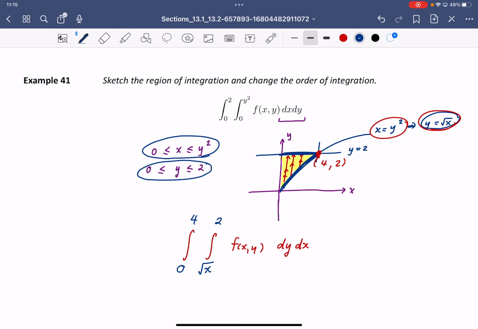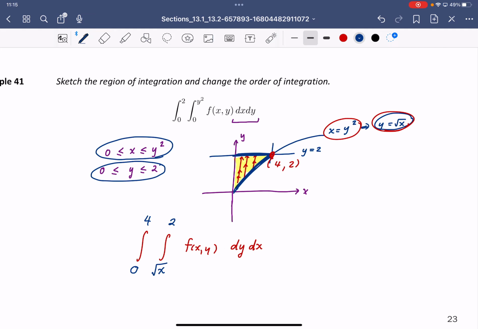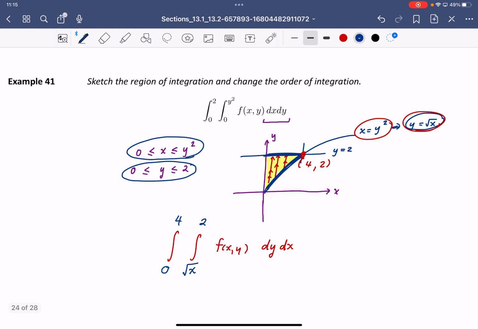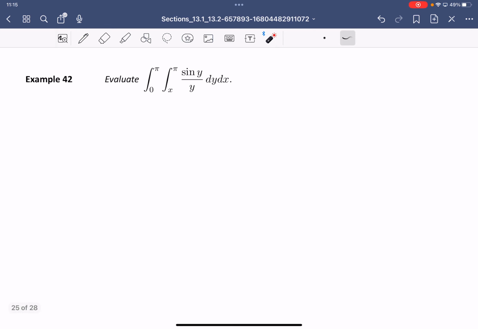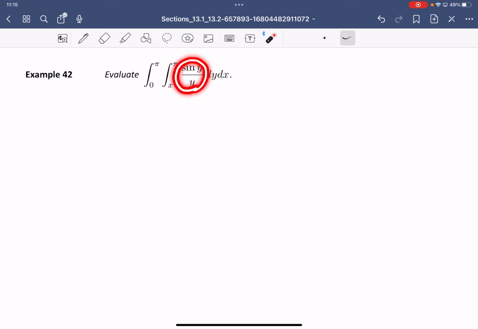Alright, next example 42. In example 41, we don't have the final form of f(x,y) here, but some questions ask you to integrate dy dx from here to here. This is actually impossible to do when you do dy first. Can you see that? Because if you integrate with respect to y first, can you integrate sine y over y? Impossible, right? We don't have any formula for sine y over y. You know how to integrate sine y, yes, you know how to do it.